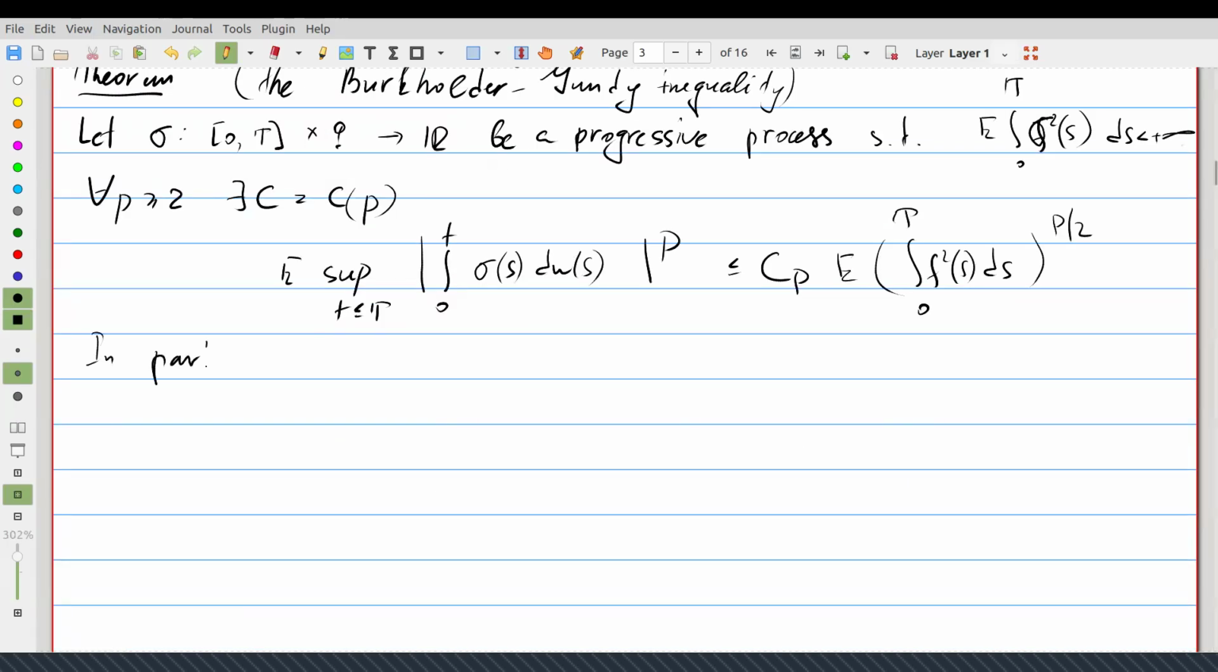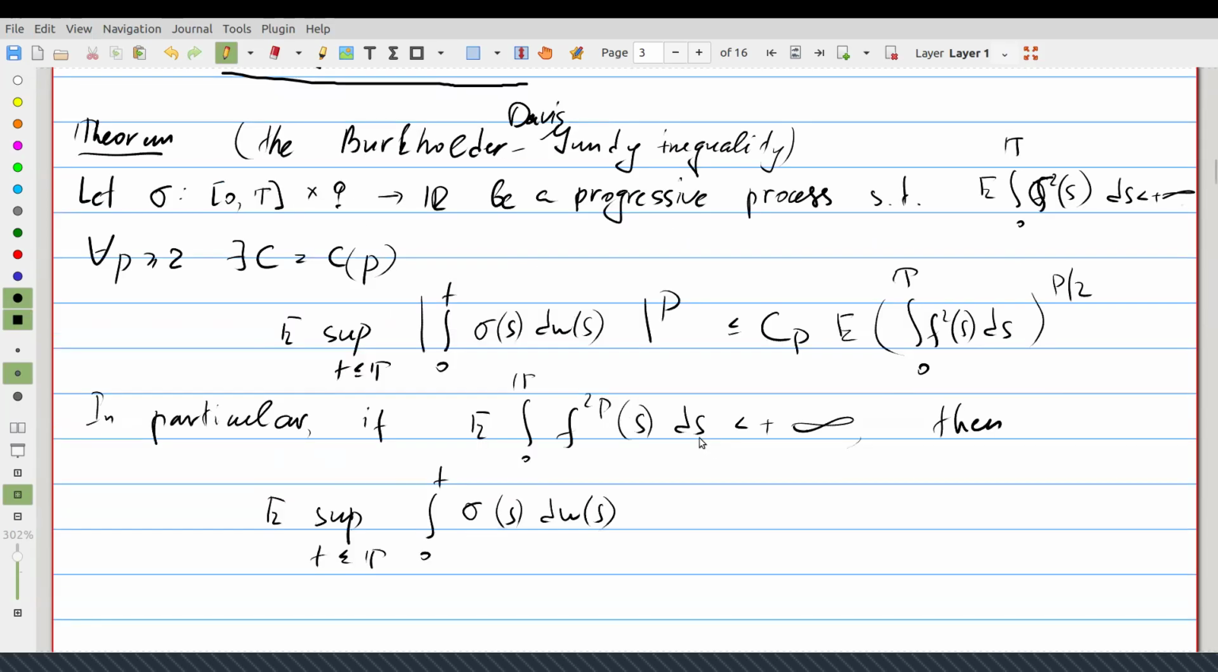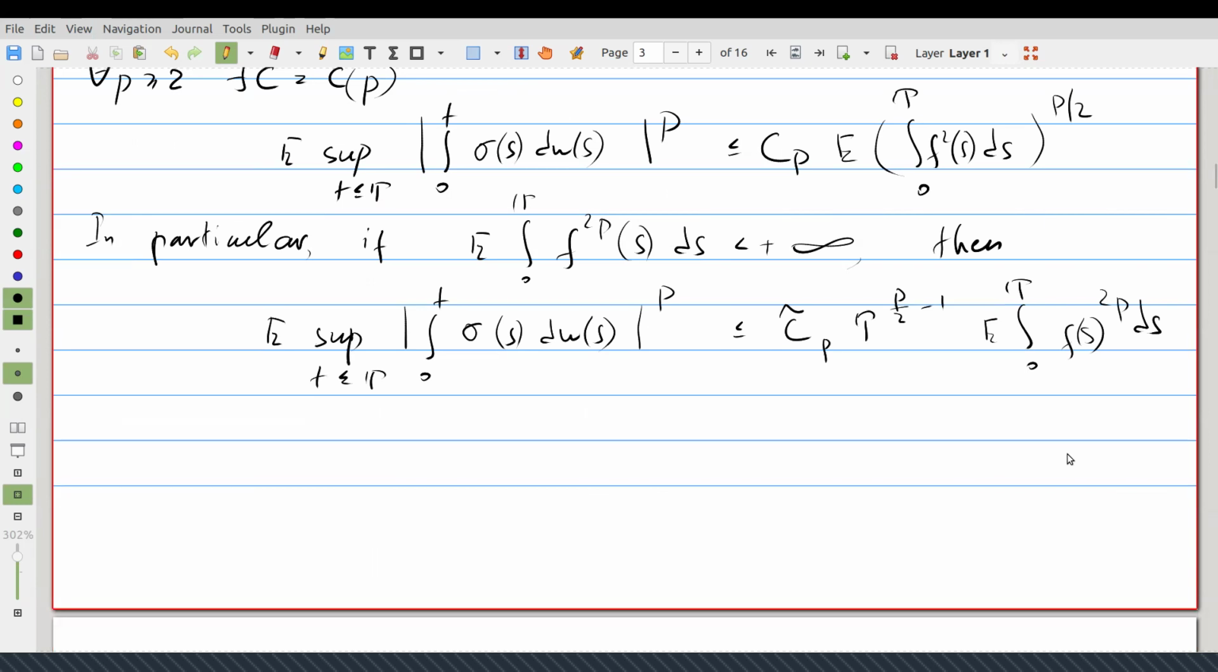And in particular, if this exists, then we have a form that might be more convenient, with a new constant and T. So Jensen's inequality is used here. Let me clearly call it Jensen's inequality.